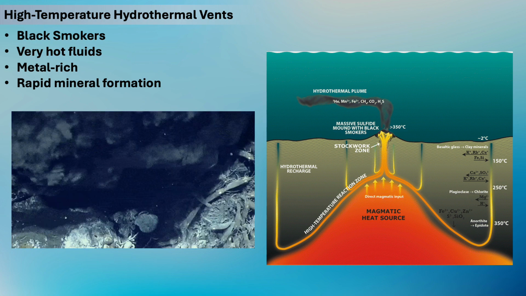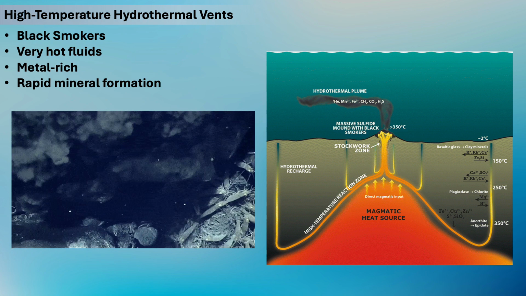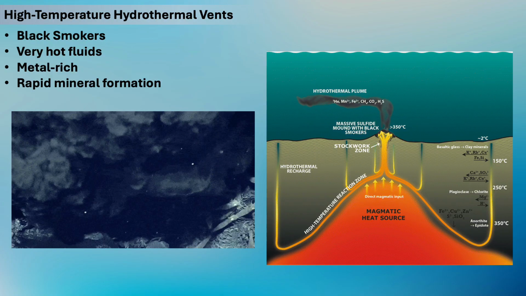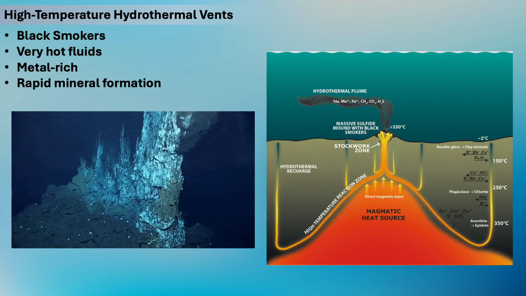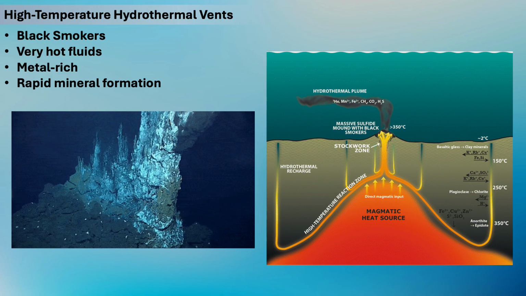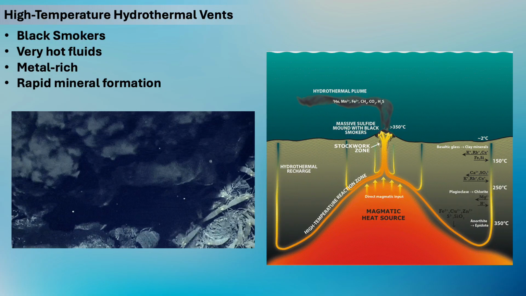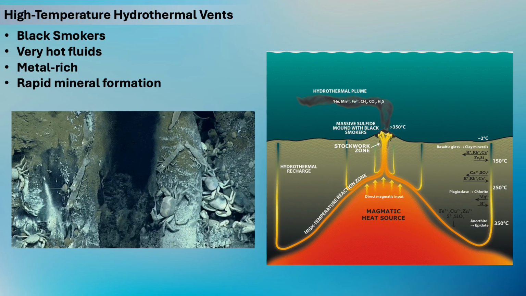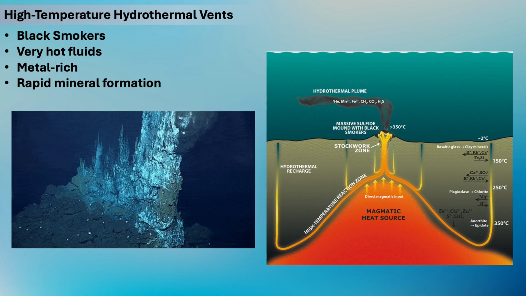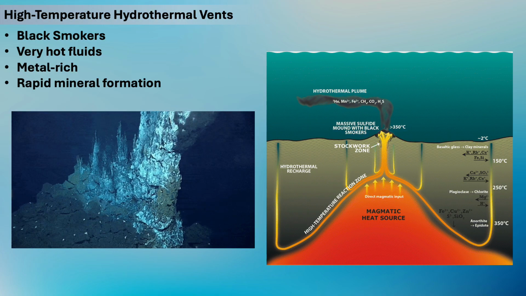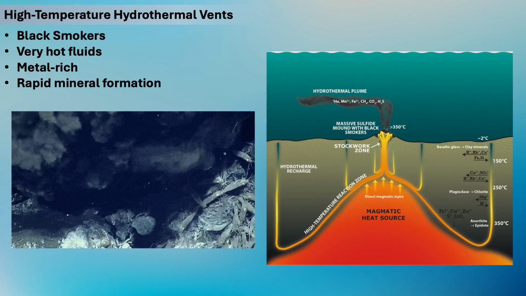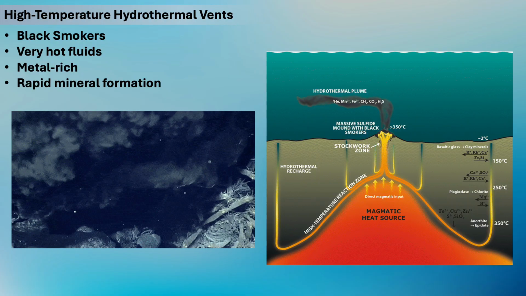High-temperature hydrothermal vents, commonly referred to as black smokers, represent the most extreme end of hydrothermal systems found in deep ocean basins. These vents typically occur near mid-ocean ridges where oceanic crust is thin and heat from underlying magma is relatively close to the sea floor.